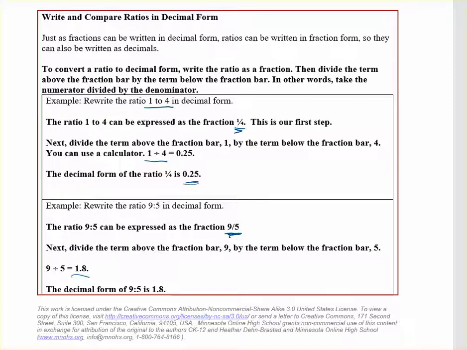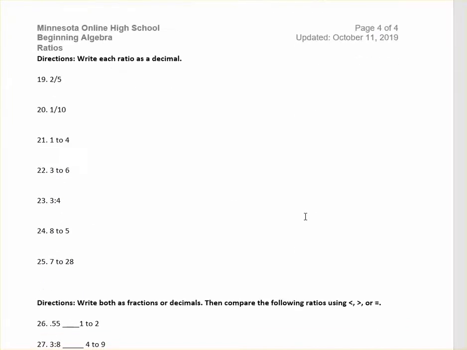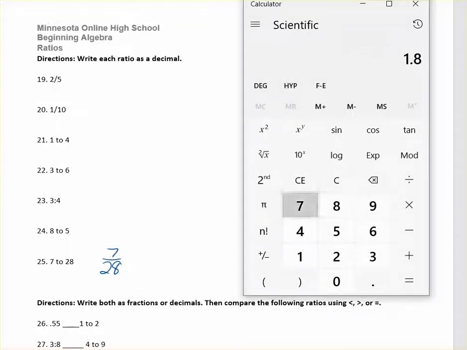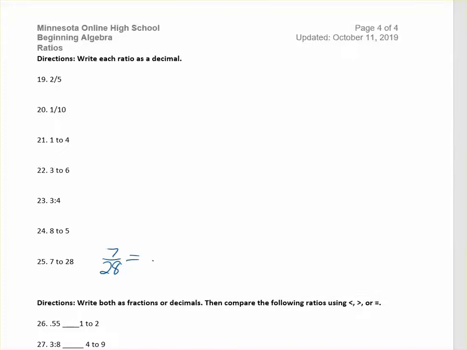And that's okay. So then on your worksheet, you are going to change some of these, or change all of these, to decimal numbers. Let's just do one of them. Let's do number 25. 7 to 28. So our first step is to write it like a fraction. Our second step, and some of those already, like number 19 and 20 already are fractions, so you don't have to do that. And then the second step is to use your calculator and take the top number, the numerator, divided by the bottom number, which is the denominator. And then you write your decimal number.